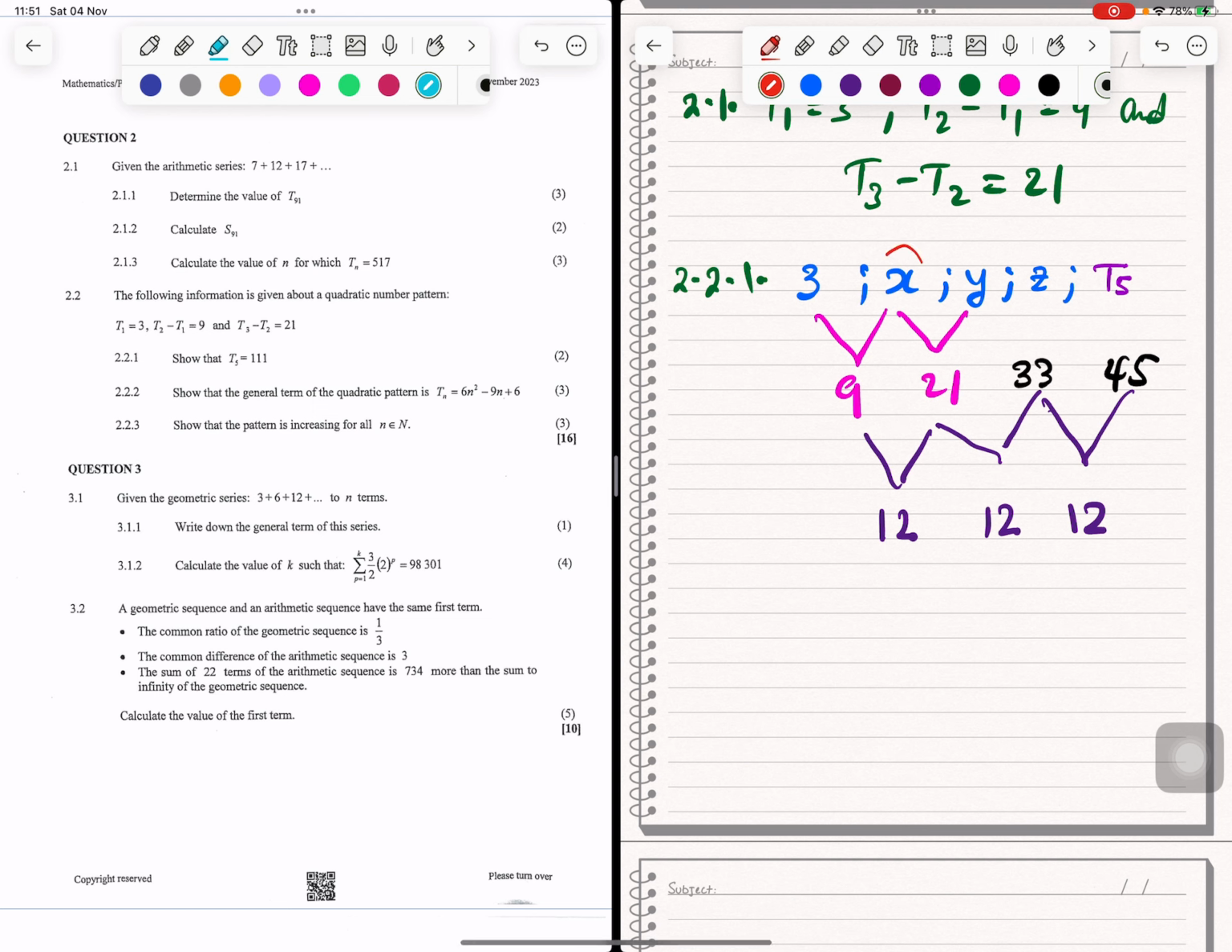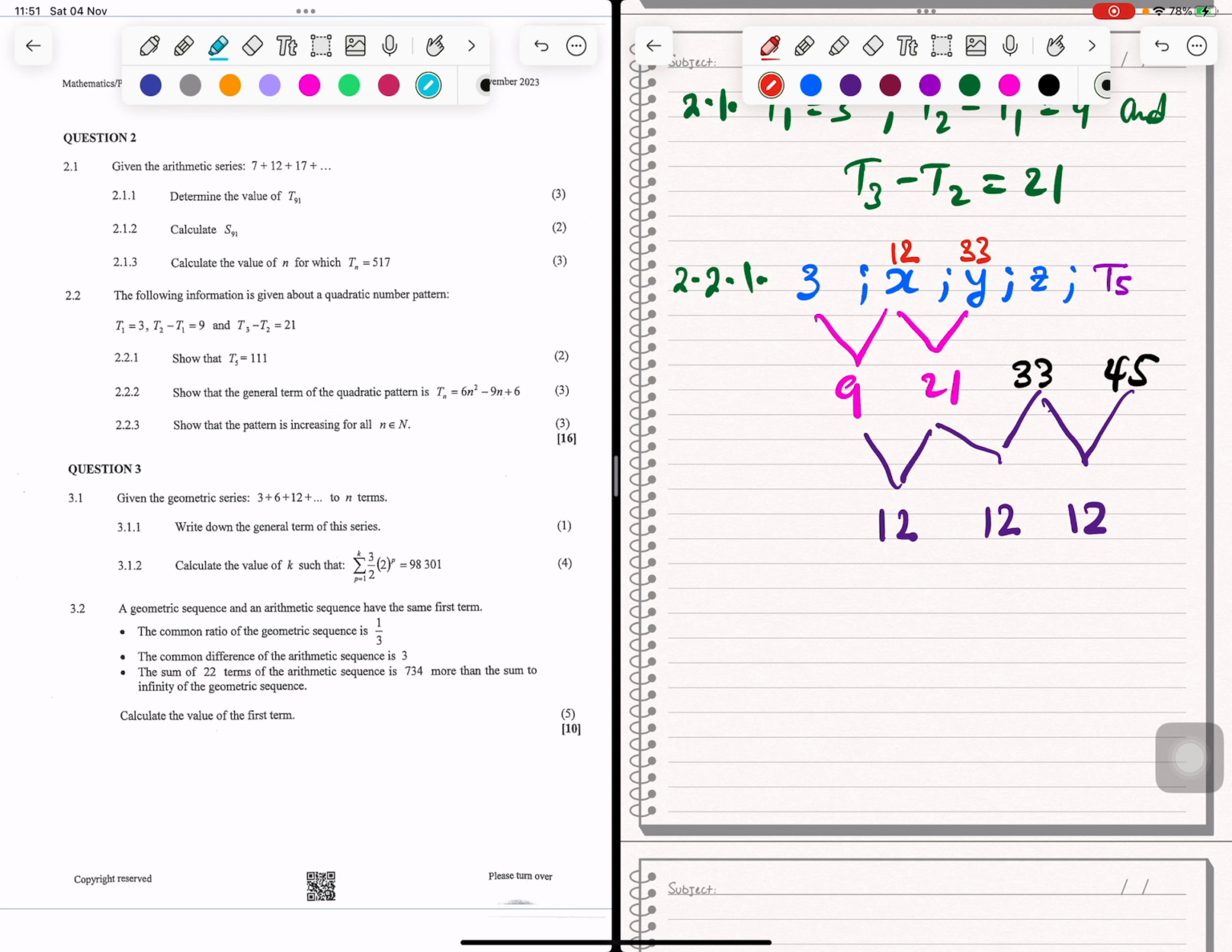To get X in a quadratic pattern, you add those two terms. So if you add 9 plus 3, it's going to give you 12, okay? And to get Y, you add these two. It's going to give you the third term. So 12 plus 21, you are going to get 33, okay?